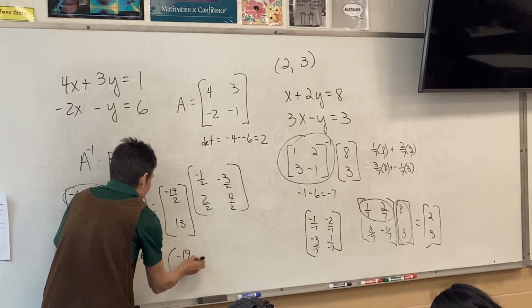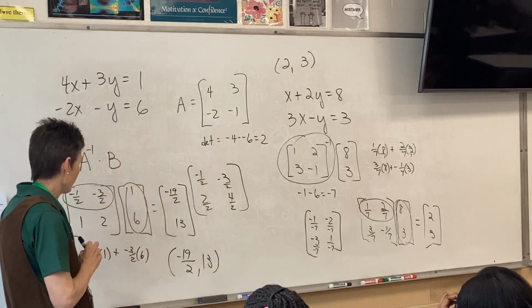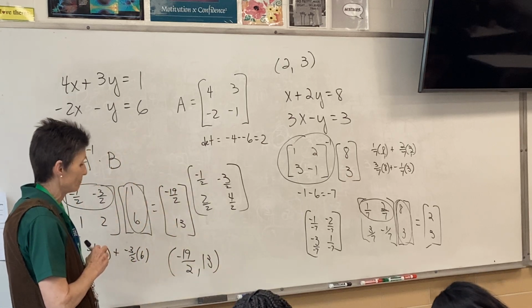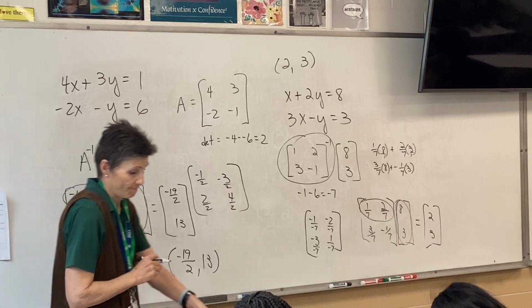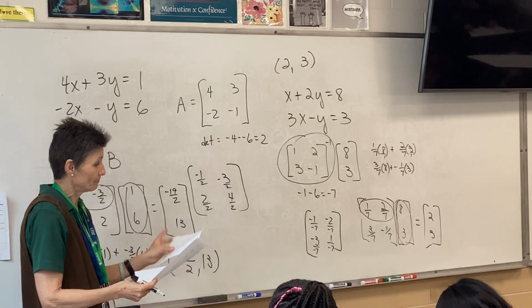This is what I got: negative 19 halves, comma 13, but I'll wait and see if you match that. I think it's right. Well, I'm about due for a careless error.